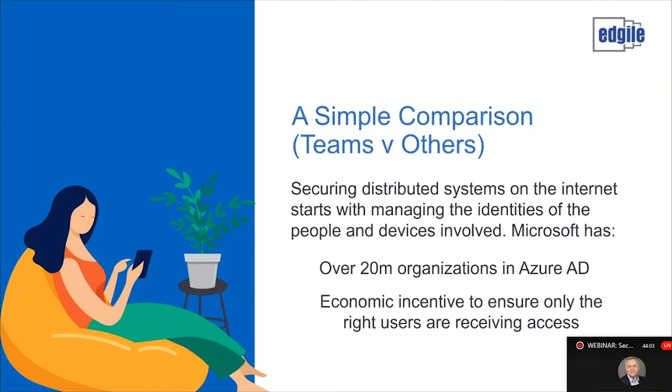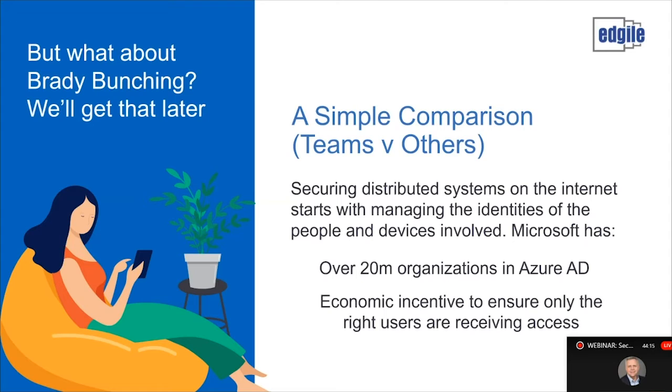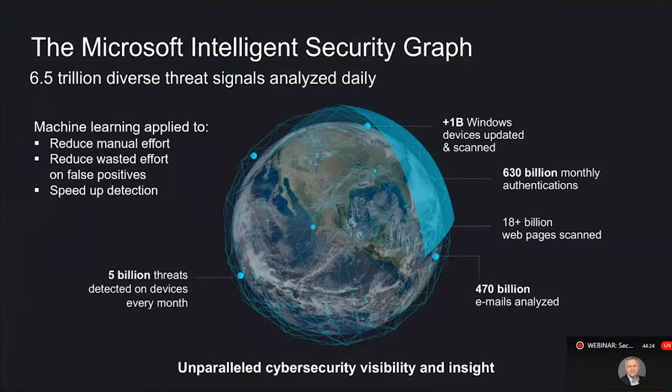And Microsoft has the economic incentive to ensure that the right users are receiving the right access. They've staked their company on it. They've invested billions and billions of their treasure on it, and they make that available in a fractional model to these 20 million plus organizations. So these are the strengths of Microsoft. Now somebody might say, yeah, but what are the weaknesses? And okay, so there is that Brady bunching issue, but we'll get to that later.